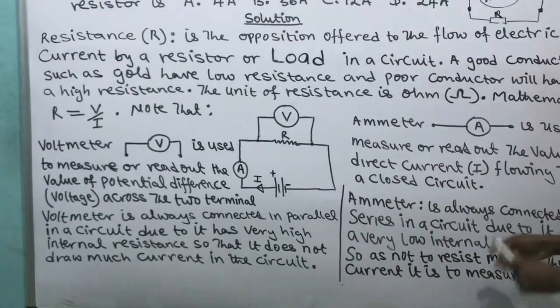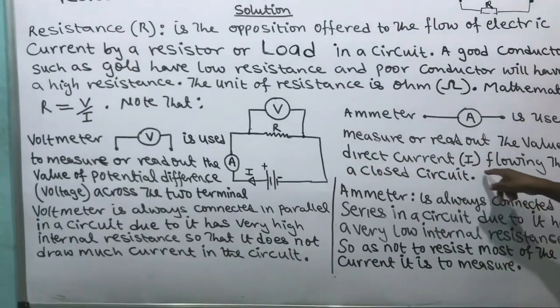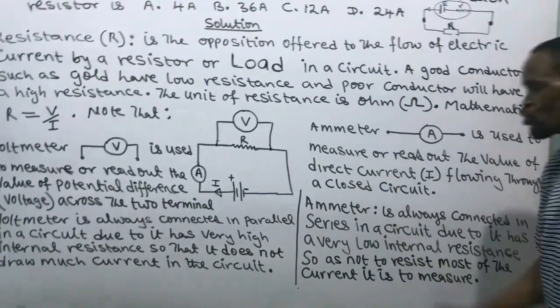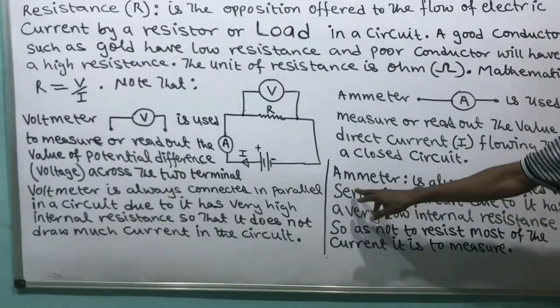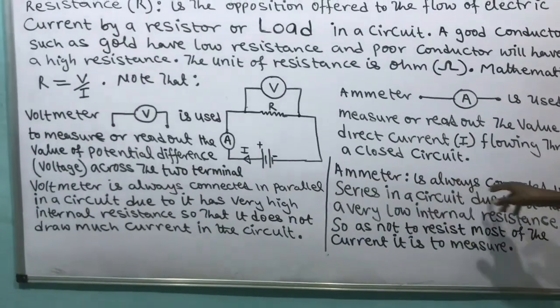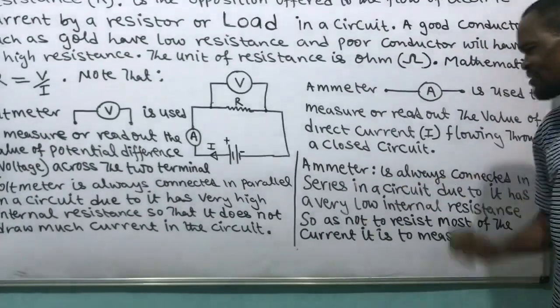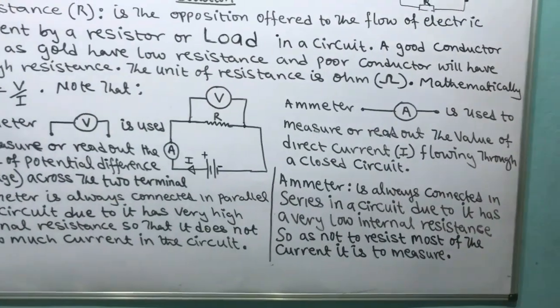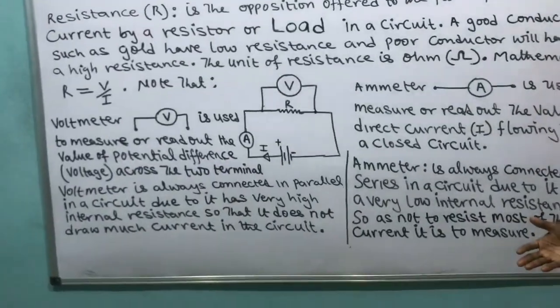Closed. So we said it's used to read direct current flowing through the what? A closed circuit. The circuit must be what? Closed. Then I come back again and say ammeter is always connected in what? Series. Ammeter is always connected in series in a circuit. Why? Why is an ammeter connected in series in a circuit?